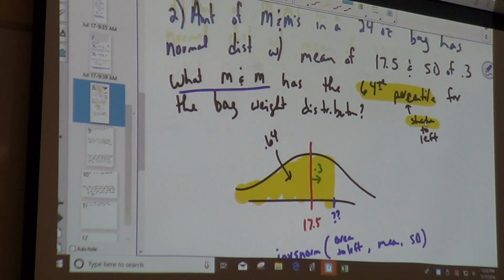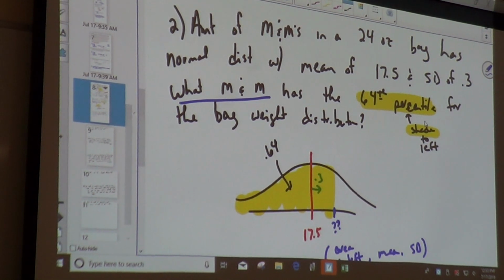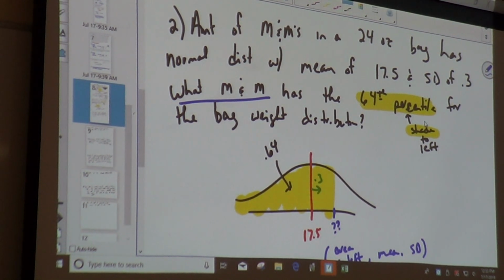Do I need to redo the standard deviation? No. The reason I don't need to redo the standard deviation is because I'm talking about one M&M. I'm doing a picture of one M&M. I'm not doing a picture of 45 M&Ms. It doesn't say put 45 M&Ms in there. You're doing one M&M.